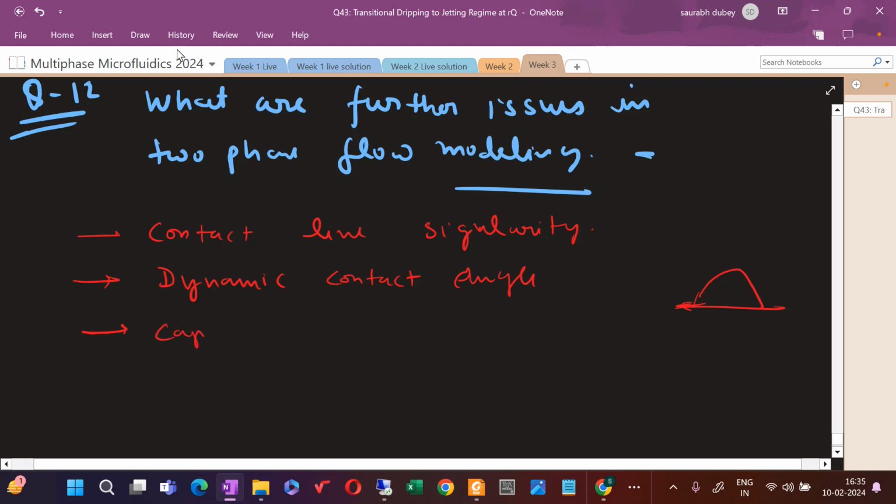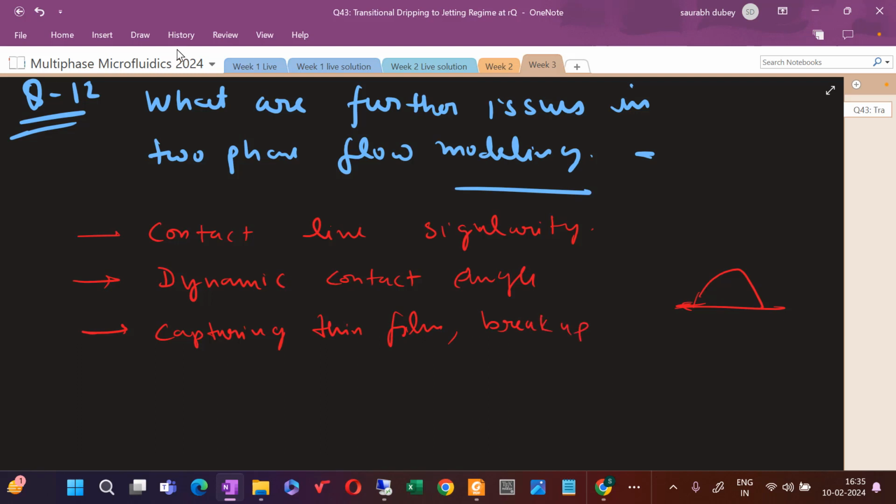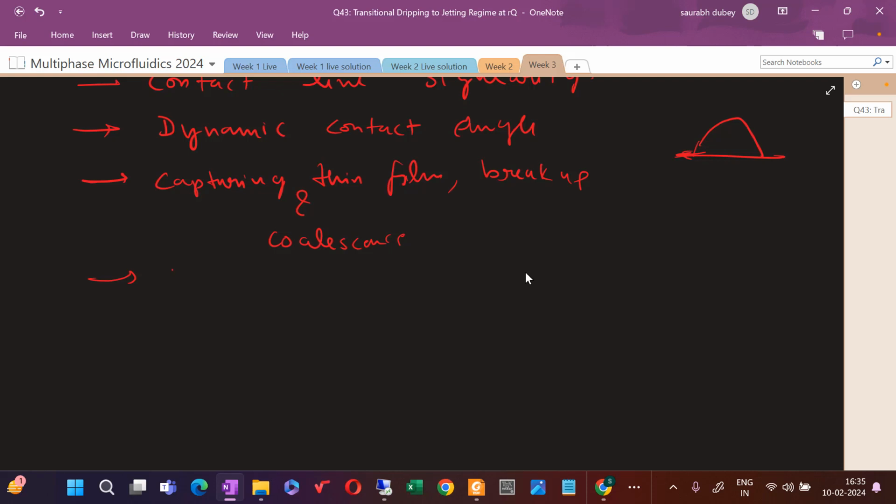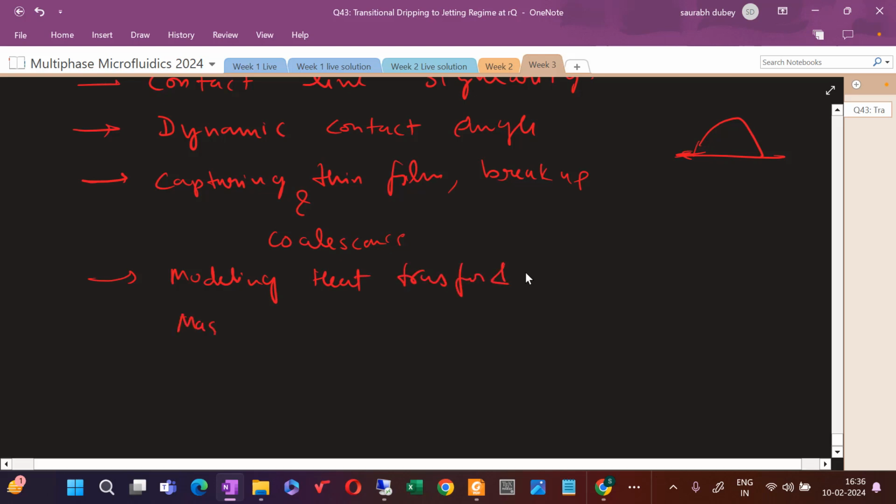Another one is capturing thin film breakup and collisions. Another one is phase modeling, heat transfer and mass transfer, and phase change.